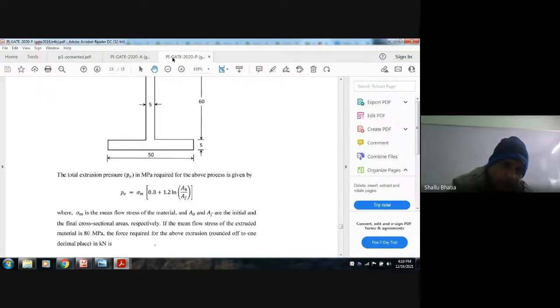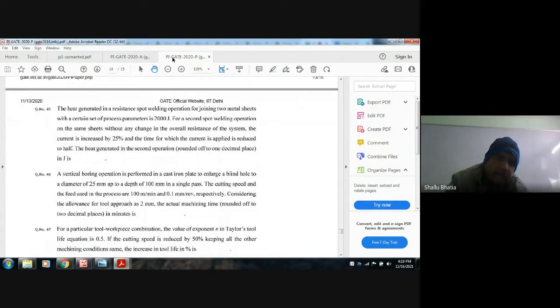Next, the heat generated in a resistance spot welding operation for joining two metal sheets with a certain set of process parameters is 2000 joule. For a second spot welding operation on the same sheets, without any change in the overall resistance of the system, the current is increased by 25%, and the time for which the current is applied is reduced to half. The heat generated in the second operation, rounded off to one decimal place, in joules. So this is the heat generated, 2000, and for the second spot welding operation the current is increased by 25% and the time for which the current is applied is reduced to half.